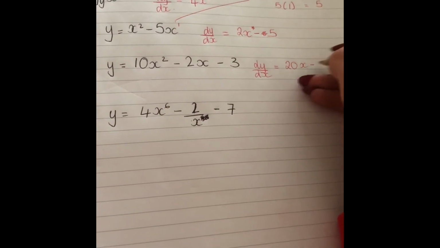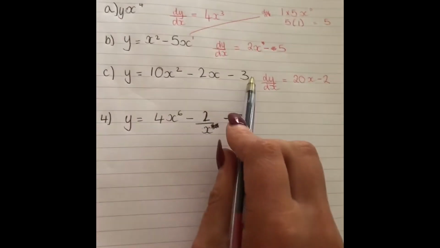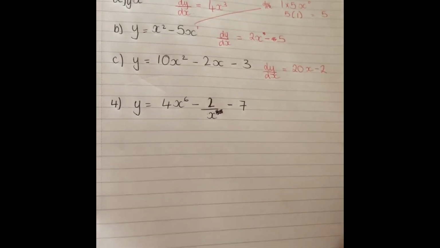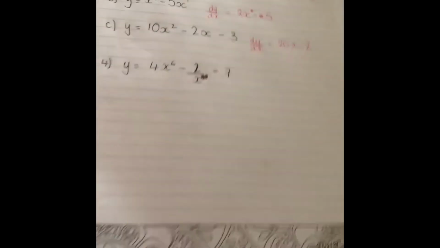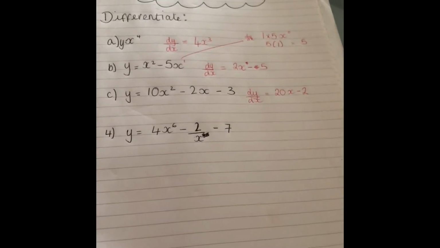I'm just going to get rid of the x, minus 2, because we know that anything to the power of 0 is 1. And then this on the end doesn't have a coefficient, it doesn't have an x. So we can't do anything with that, and therefore the derivative of 10x squared minus 2x minus 3 is 20x minus 2.